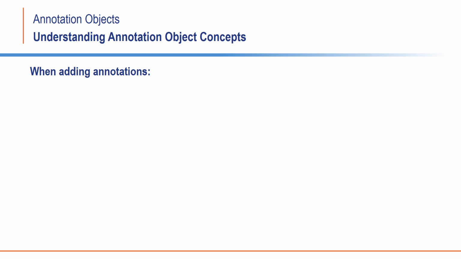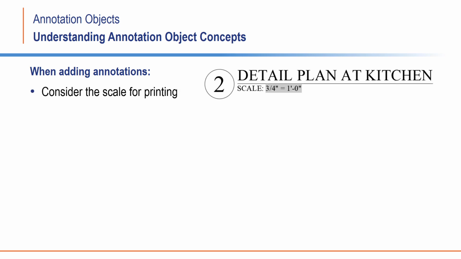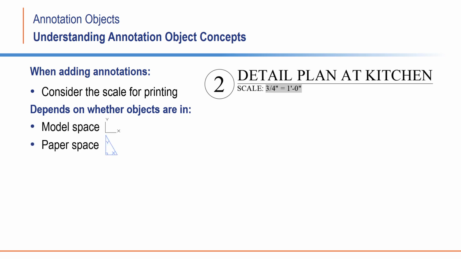Unlike the lines, arcs, and circles used to represent geometry within a drawing, which should always be drawn full size, when adding annotation objects to a drawing, you need to consider the scale at which the drawing will be printed. The approach used to calculate the size of annotation objects depends on whether those objects are placed in model space or on a paper space layout.